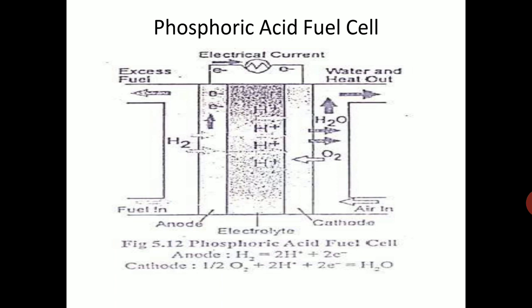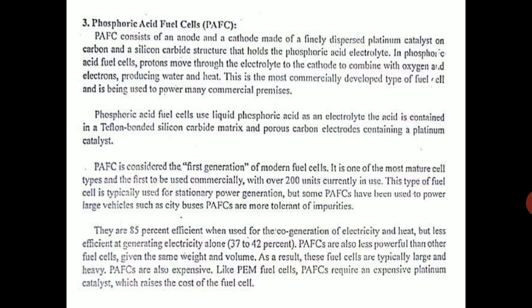The reactions at the anode are: hydrogen gets converted into hydrogen positive ions as well as two negative ions, and at the cathode, oxygen reacts with these positive ions in the presence of electrons to produce water. So phosphoric acid fuel cells consist of an anode and cathode made of finely dispersed platinum catalyst on carbon and silicon carbide structure that holds the phosphoric acid electrolyte. So here the expensive platinum is used as a catalyst.